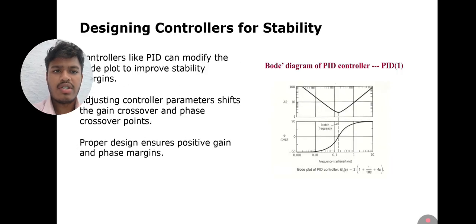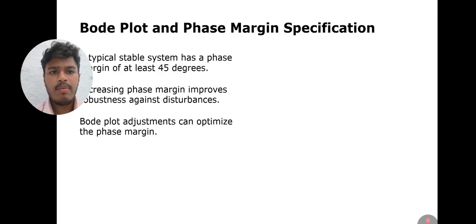Designing controllers for stability. Controllers like PID can modify the Bode plot to improve stability margins. Adjusting controller parameters shifts the gain crossover and phase crossover points. The proper design ensures positive gain and phase margins.